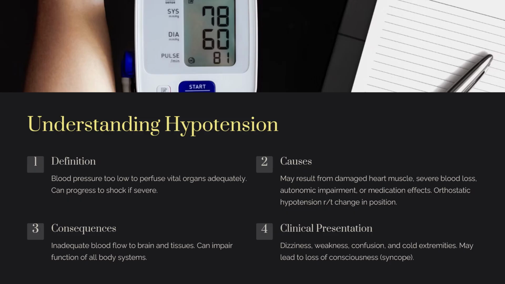What happens when somebody isn't getting enough blood flow? Every single body system is going to be impaired by that. Okay. Things that they might look like, they can have dizziness, weakness, confused, they may have cold extremities, and they could even lose consciousness. And that term there is syncope, where they fainted. Okay.